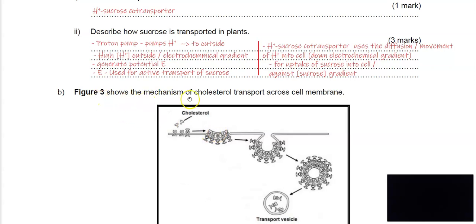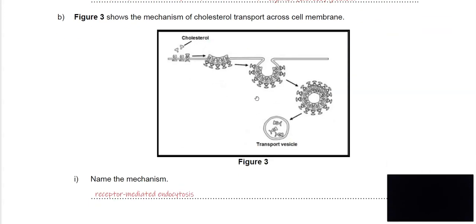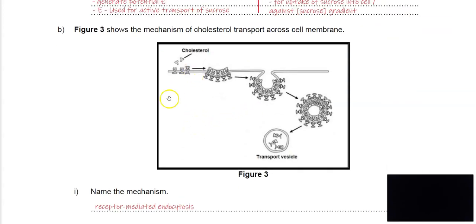Figure 3 shows the mechanism of cholesterol transport across the cell membrane. Name the mechanism of transporting cholesterol from outside into the cell. So this is the outside region, this is inside the cell, the cytoplasmic region, and this is the plasma membrane. Along the plasma membrane, you have receptor protein that will bind to cholesterol outside of the cell. Cholesterol, or the ligand as we call it, needs to bind to the receptor protein to be taken into the cell.